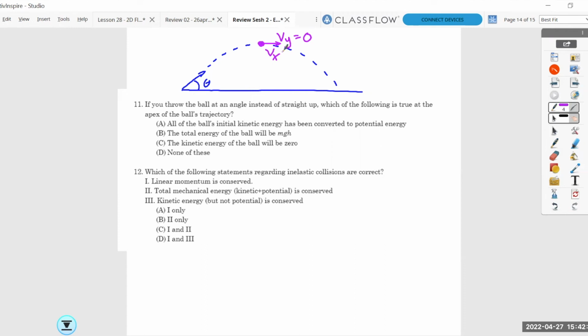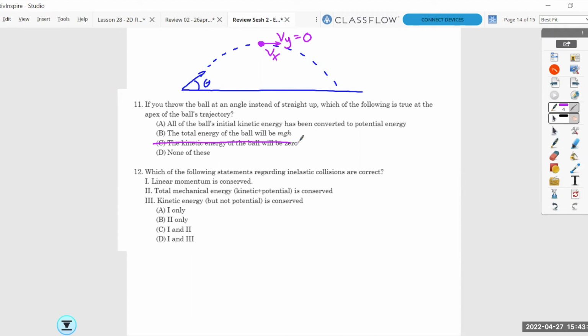will the kinetic energy of the ball be 0? No, there's still some energy in the x direction. Well, I mean, energy is not a vector. Energy is not in the x direction, but we still have some x velocity. We don't ever quite lose that x velocity. We never get to a point where the kinetic energy is totally perfectly 0.